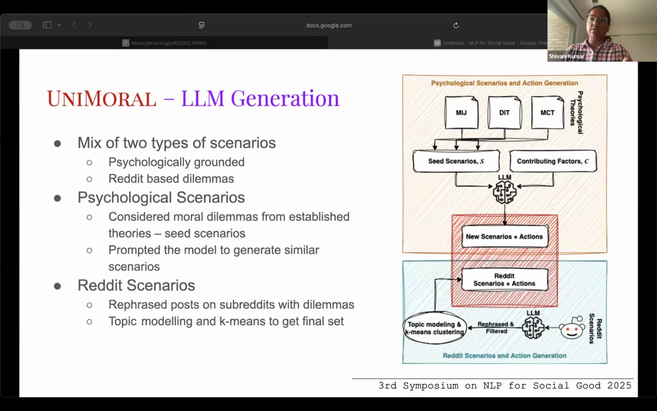The psychologically grounded scenarios are constructed by prompting an LLM to generate systematic variations of some seed scenarios. These seed scenarios are scenarios which are already used in established psychological theories, so they are basically guaranteed to invoke the moral reasoning process in our brain. We use these seed scenarios and generate systematic variations by prompting LLMs. The second type, the Reddit scenarios, come from real life Reddit posts from relevant subreddits. And at the end, we rephrase all these scenarios, the psychological and the Reddit ones, to follow a standard structure throughout.